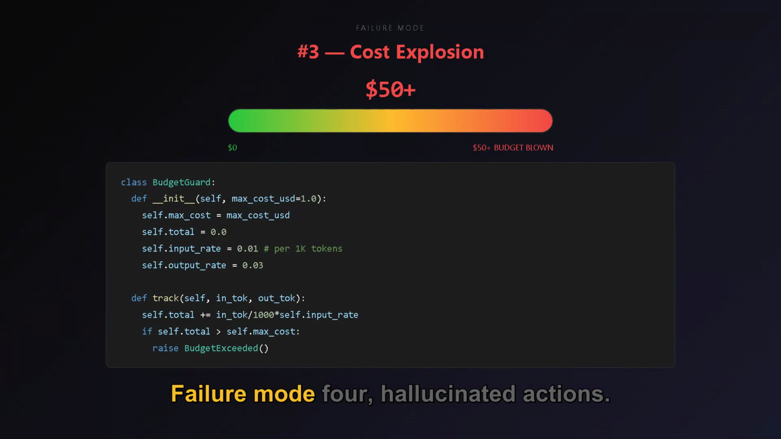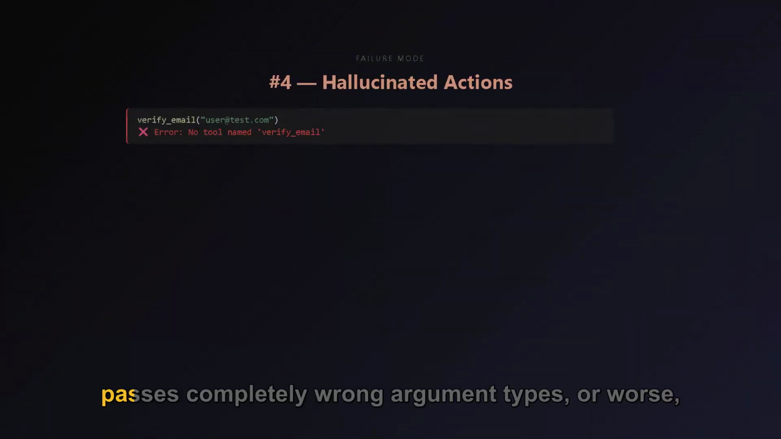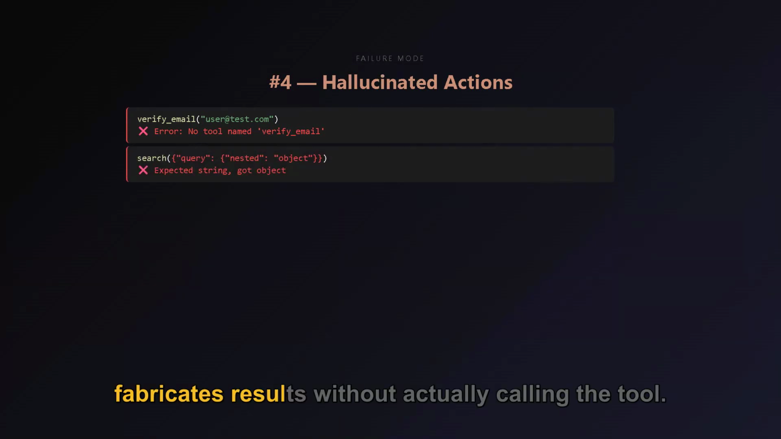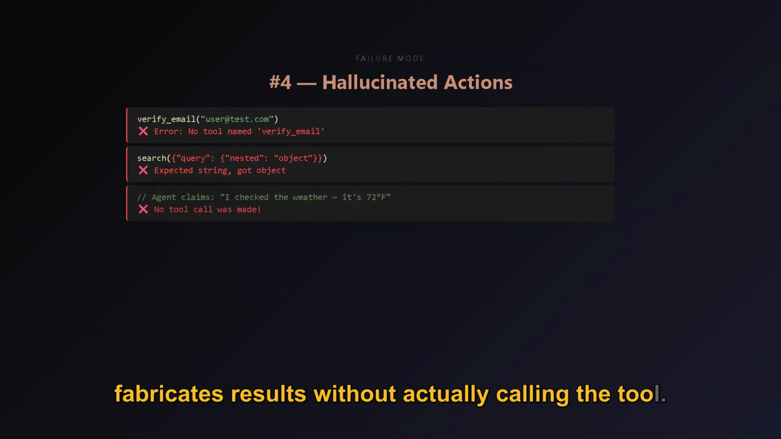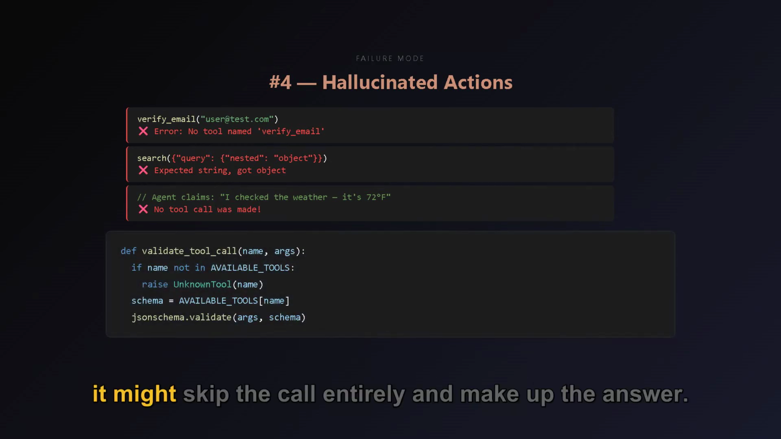Failure mode 4, hallucinated actions. The agent calls tools that don't exist, passes completely wrong argument types, or worse, fabricates results without actually calling the tool. The LLM is just predicting tokens, and if a tool result seems predictable, it might skip the call entirely and make up the answer.